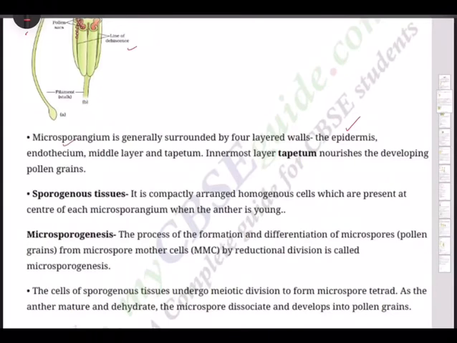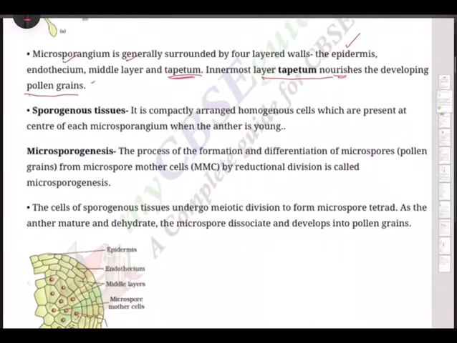So the microsporangium will be having epidermis, epi means upon, dermis means layer, outer layer, endothecium, middle layer, and most important, tapetum. So the innermost layer, tapetum, nourishes the developing pollen grains. So normally this is a 1 mark question in your CBSE. What is tapetum? What is the function of this? So tapetum is the innermost layer of the microsporangium. And what is the function of it? It nourishes the developing pollen grains. So it provides nourishment.